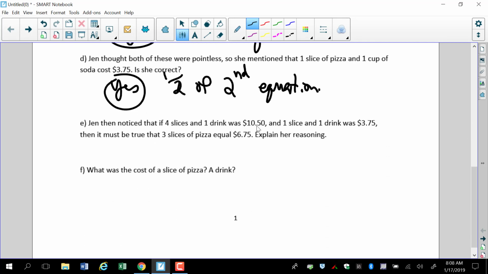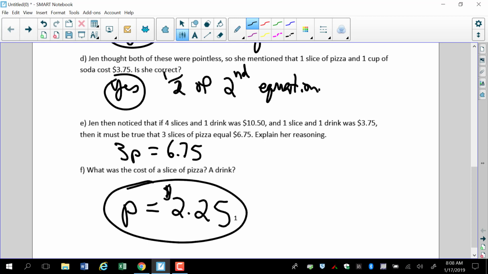So if 4 slices and a drink is $10.50, and we take away 1 slice and 1 drink, which we know is $3.75, what do we now know? We now know that 3 slices of pizza is $6.75. How? Keep in mind, 4 slices and a drink is $10.50. We take away 1 slice from here, we have 3 slices. We take away a drink, we don't have any drinks. And now we have this. Once we have 3 slices of pizza at $6.75, we now know a slice of pizza is $2.25. And if a slice of pizza is $2.25, and combined a slice and a drink is $3.75, we know that a drink is going to be $1.50.